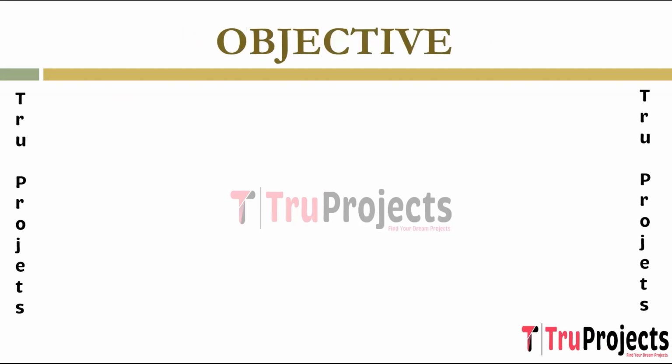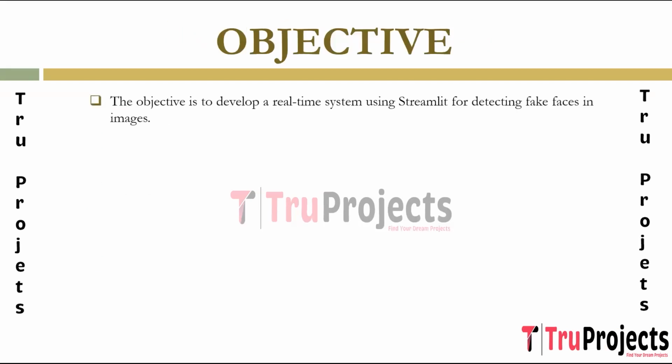Coming to the objective of the project, the objective is to develop a robust system for real time detection of fake faces in images, addressing the increasing concerns surrounding the proliferation of manipulated visual content on digital platforms. The system will be deployed using Streamlit, enabling interactive web applications for users to upload images and receive real time feedback on the authenticity of detected faces.